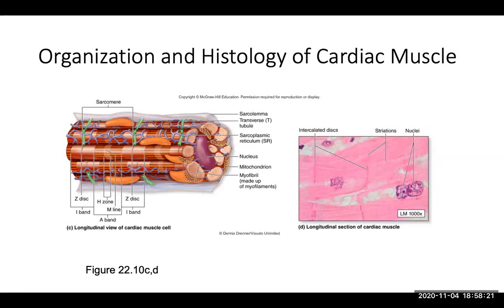Organization and histology of cardiac muscle. You can see very well from a histological view from a light microscope these intercalated discs and how cardiac muscle has striations as well as branching to it. And you can see here the longitudinal view of a cardiac muscle cell with its striations, the sarcomere, the sarcolemma, transverse tubule, sarcoplasmic reticulum. So this is just how the myocardial muscle cells are organized.